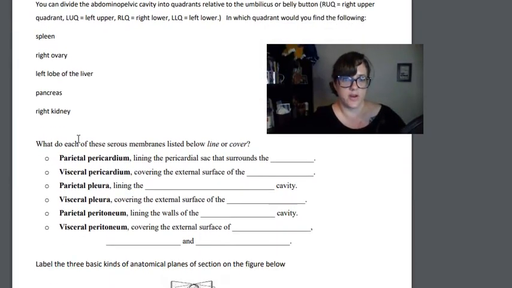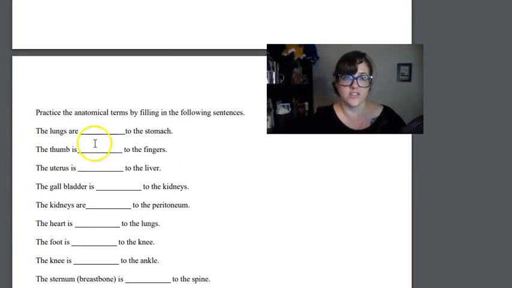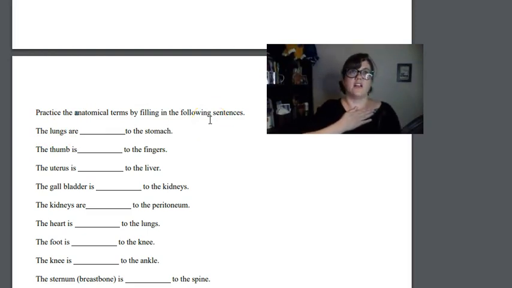Okay, again, here are some more practice questions. My favorite are these where you have to put in the anatomical directions. The lungs are blank to the stomach. Well, here's the lungs. The stomach is down here. So the lungs are above, but we don't say above in anatomical terminology. We say superior, or you could say cranial because it's getting closer to the head.